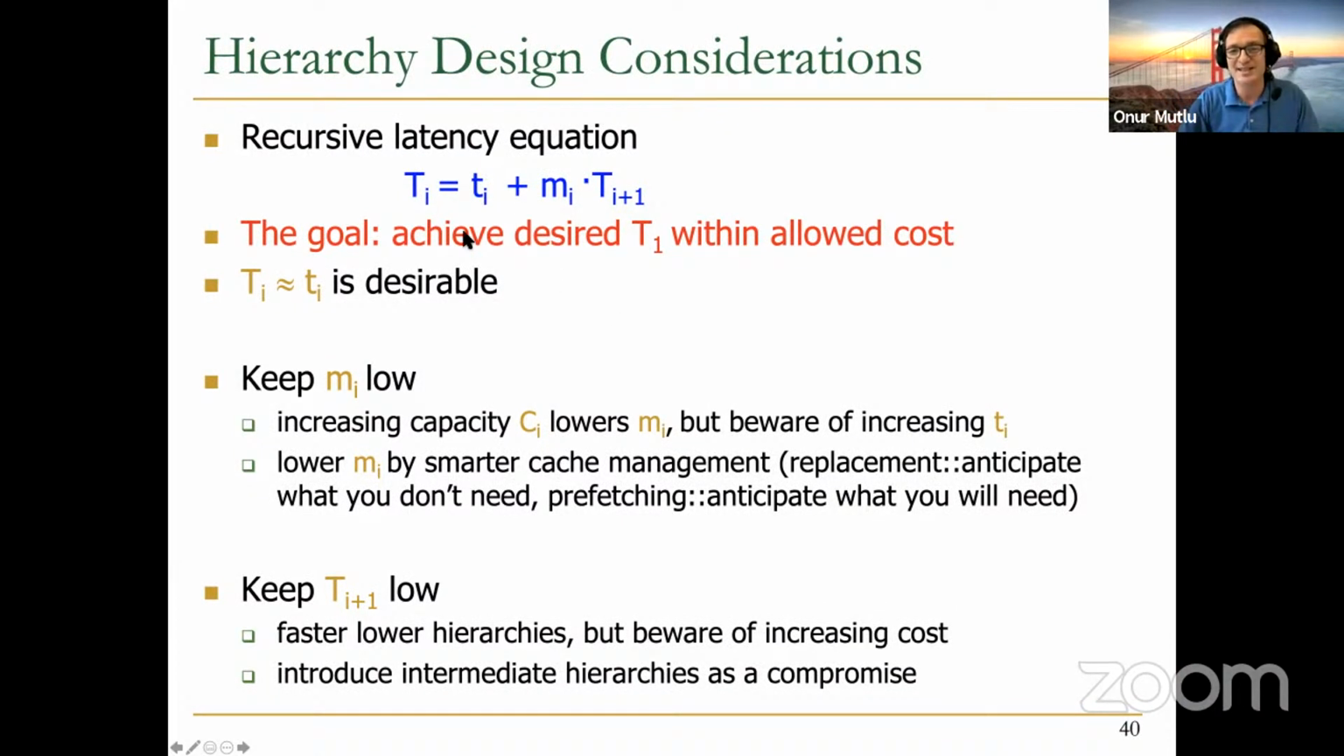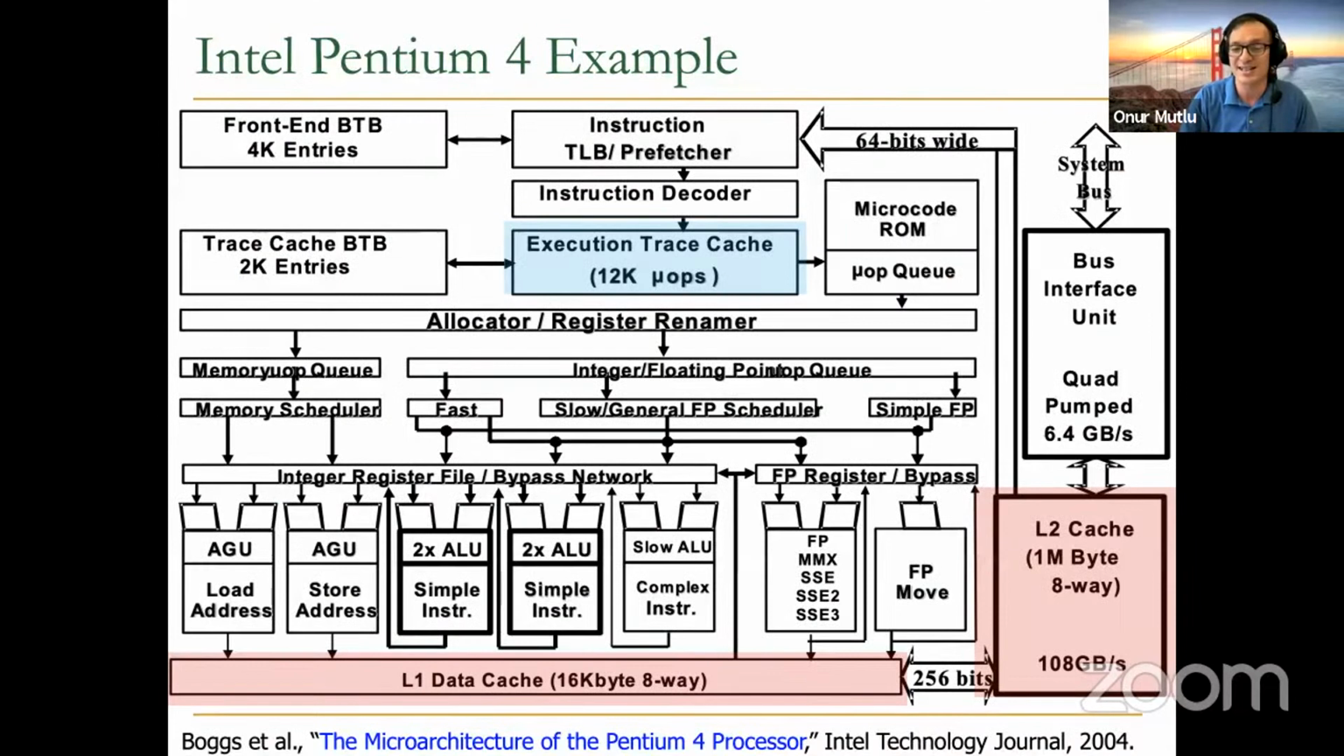But basically, let's put real values in this equation. I'm going to use Pentium 4 as an example. Remember, we saw a picture of Pentium 4 in the past. This is the Prescott version, the 90 nanometer version. You can see that the L1 data cache is 16 kilobytes and the L2 cache is 1 megabyte.